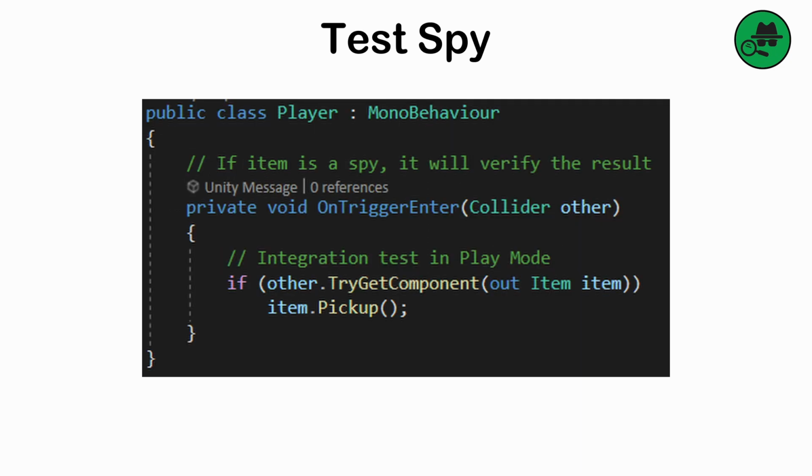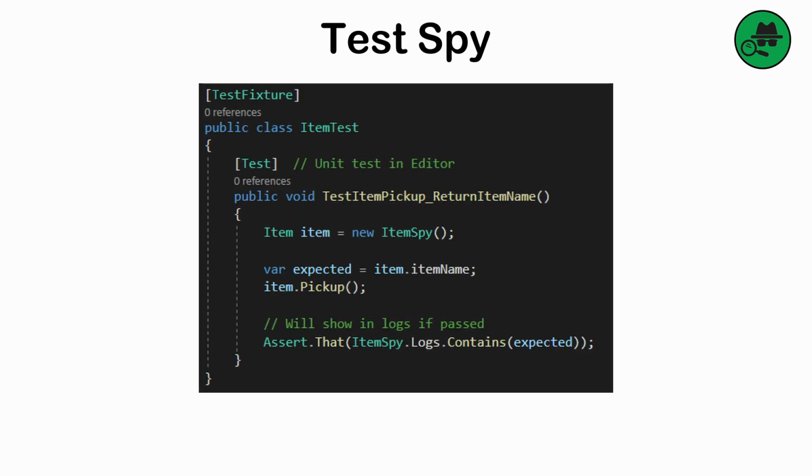In that case, we can insert a test spy component to observe and report on what actually happens when the real object makes a method call. We can then compare the results to our expected value.